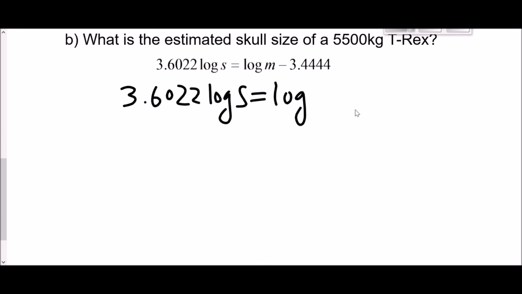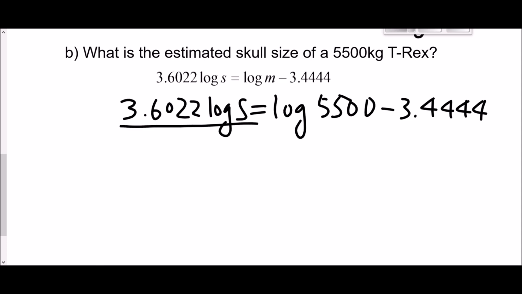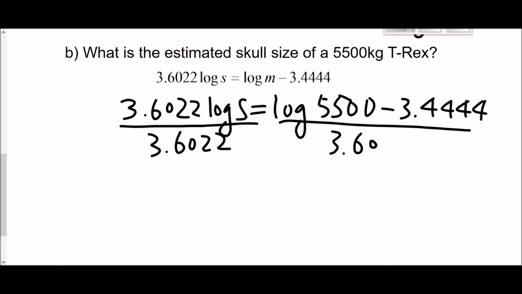Because some of you know that in science they would be a little bit tricky, or they try to trick you on the diploma exam. So log of 5,500 minus 3.4444. So all you have to do is divide both sides by 3.6022. So 3.6022, 3.6022, and of course that and that cancel out, so that leaves you with log S equals.